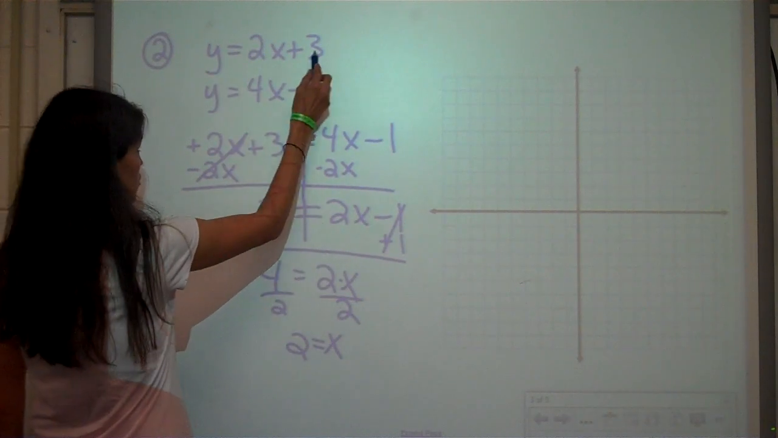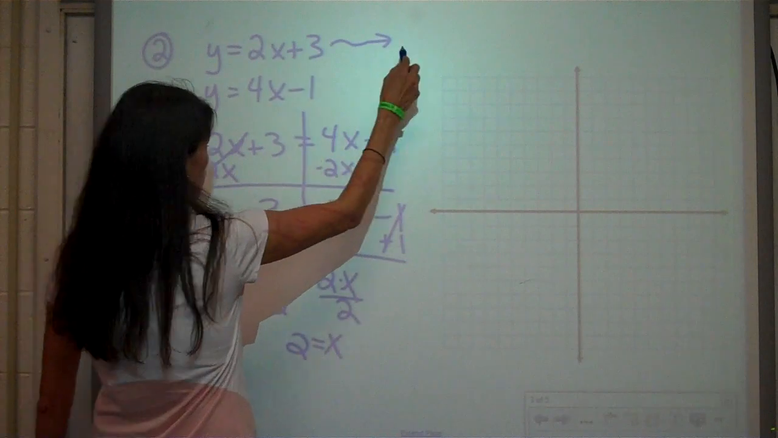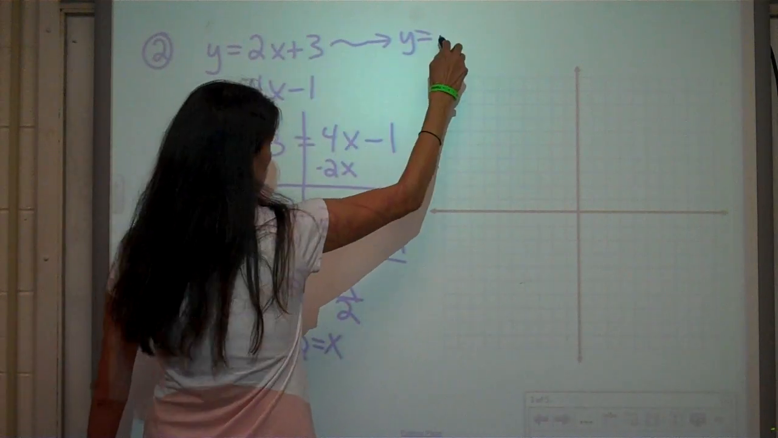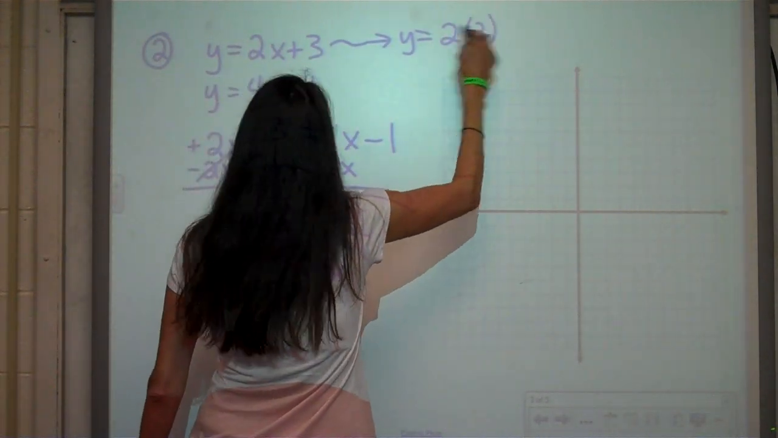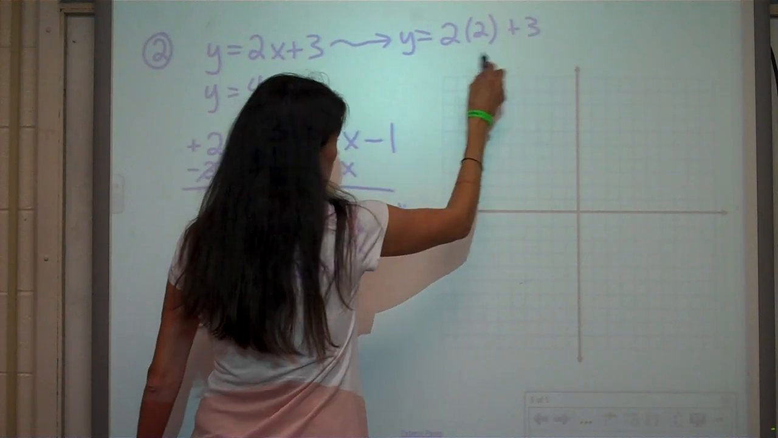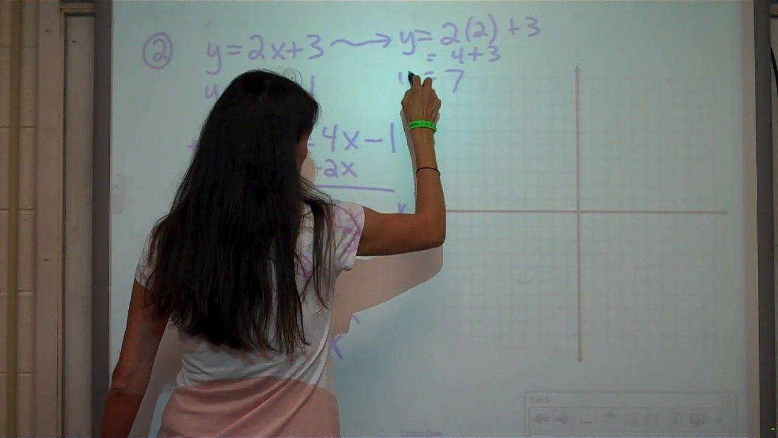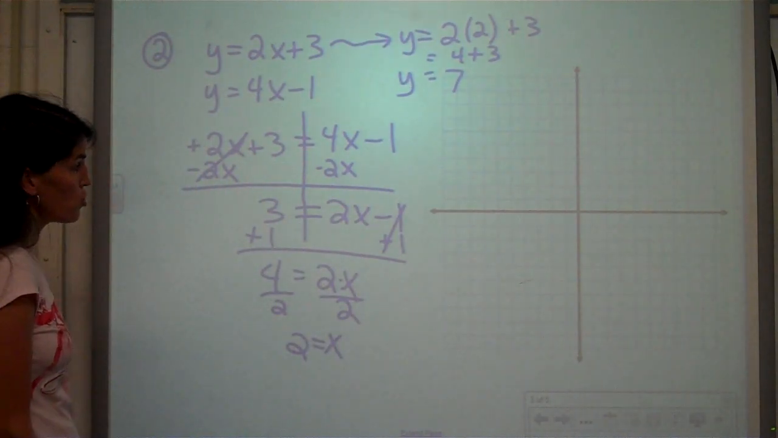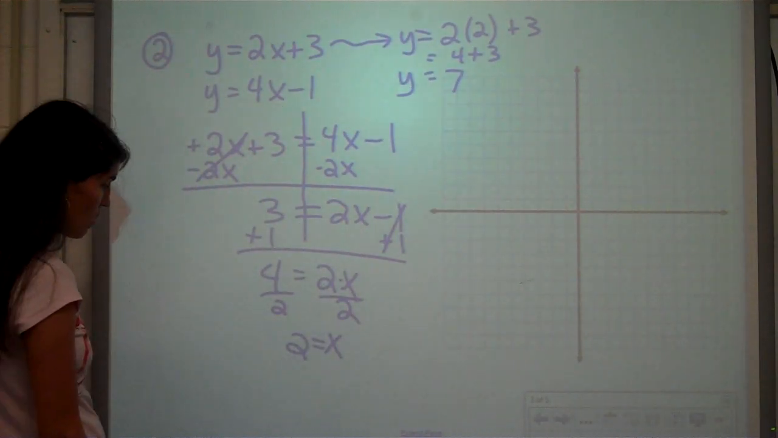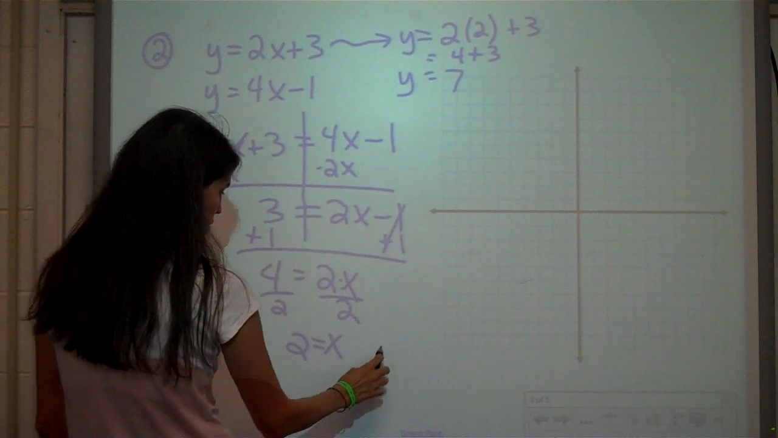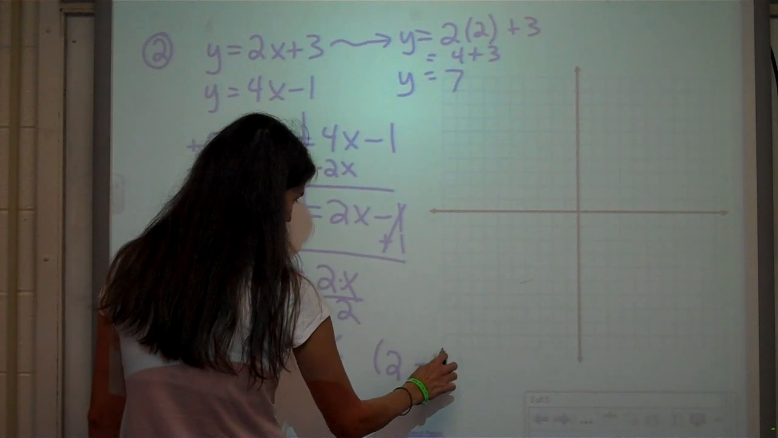If x is 2, I can just go up to either one of these you want. If x is 2, just put a 2 in for the x. 2 times 2 is 4, plus 3 is 7. So the solution to this system is x equals 2 and y equals 7, and sometimes you write it like this.